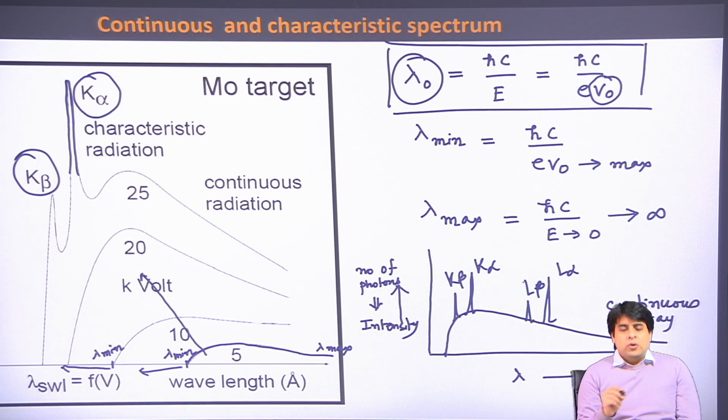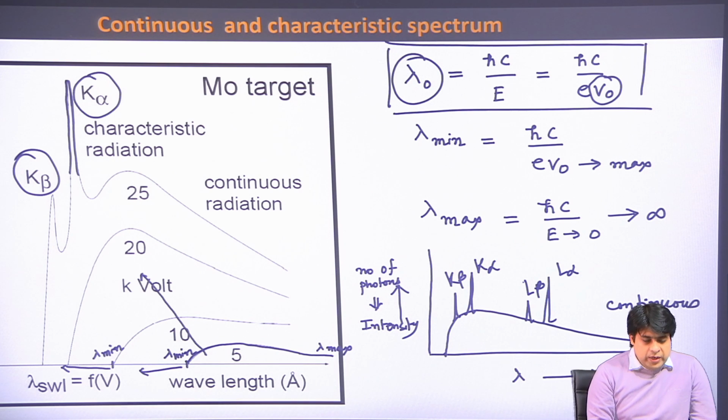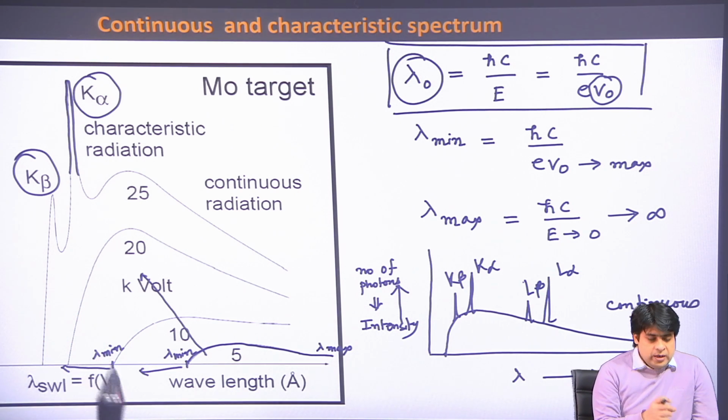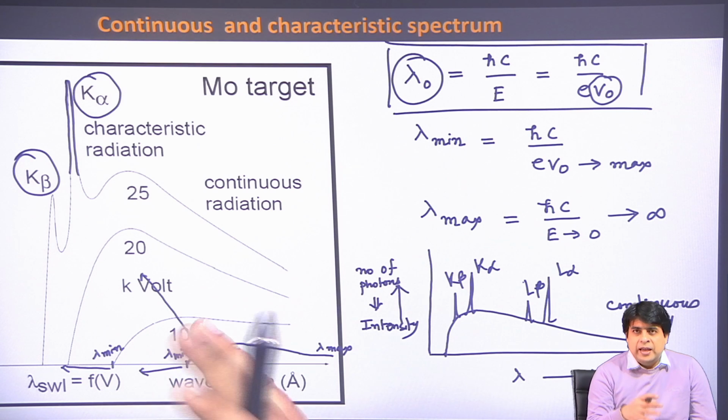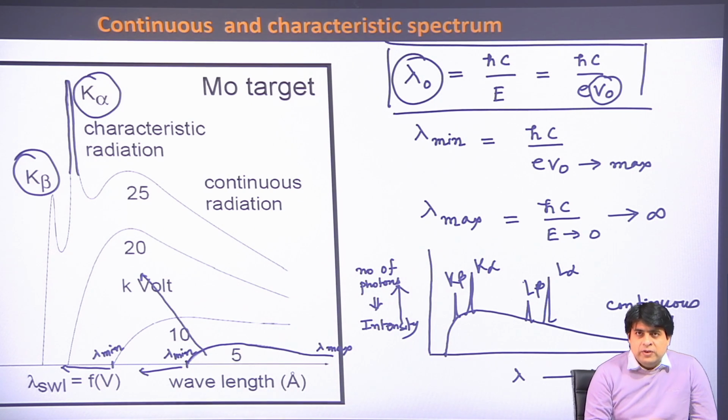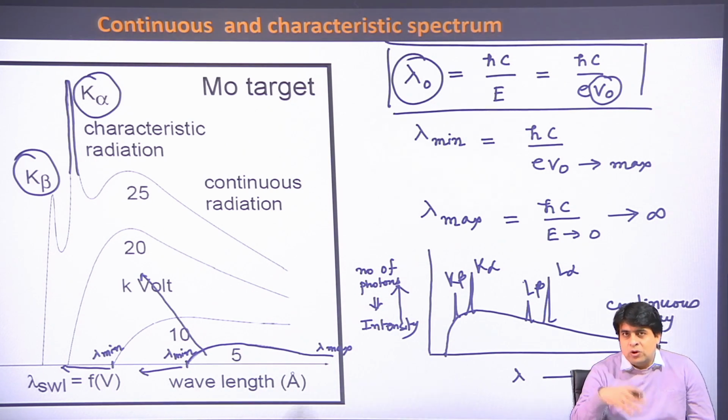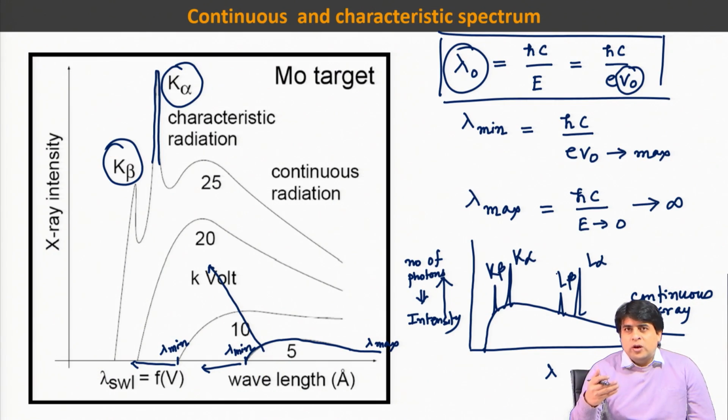Basically, when you increase the voltage, after a certain voltage there will be some interaction of the incident electron with a K, L, M shell electron. They will try to eject or dislodge that electron, and the higher shell electron will come to the lower shell and produce some characteristic X-rays.